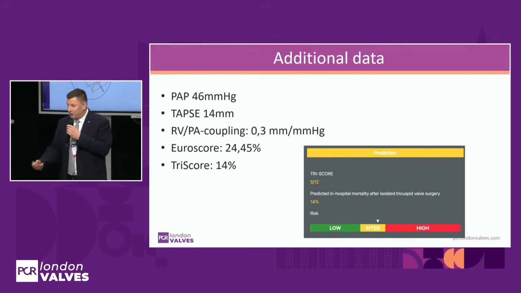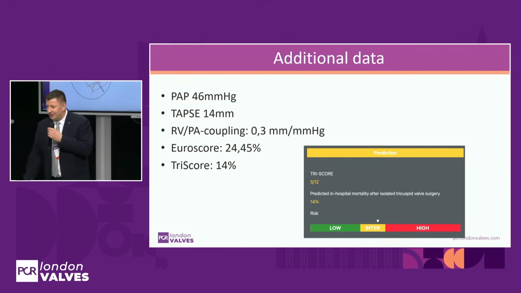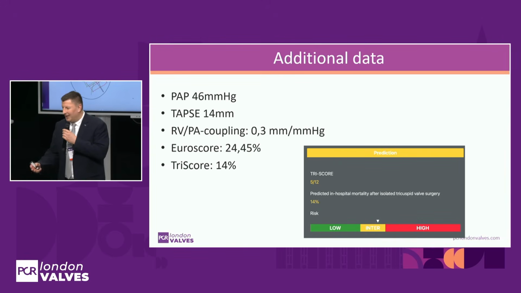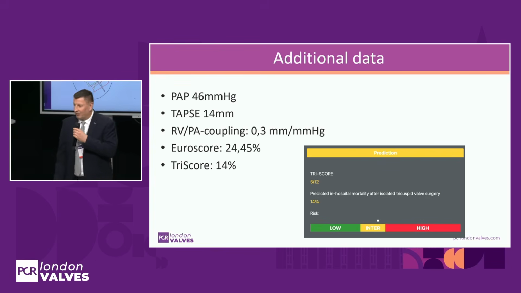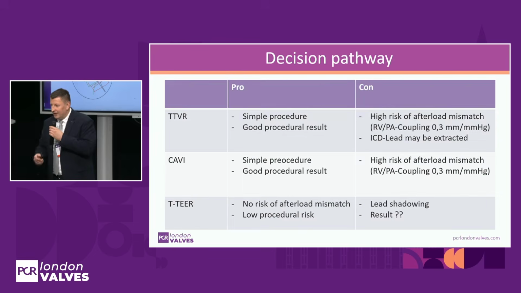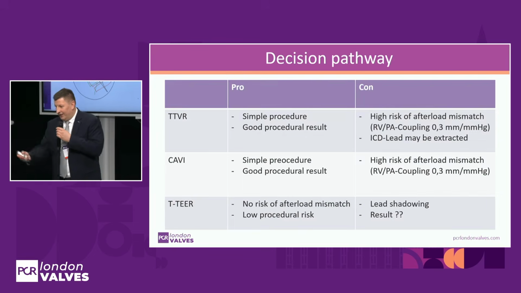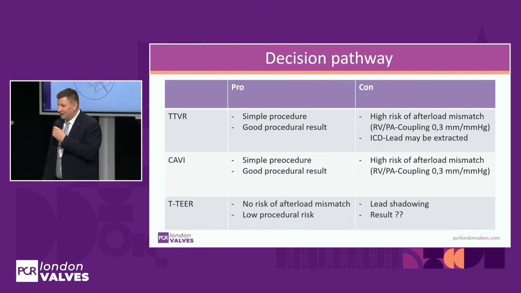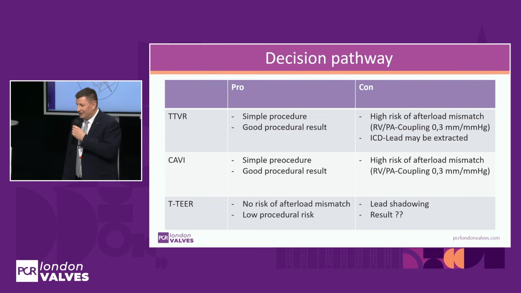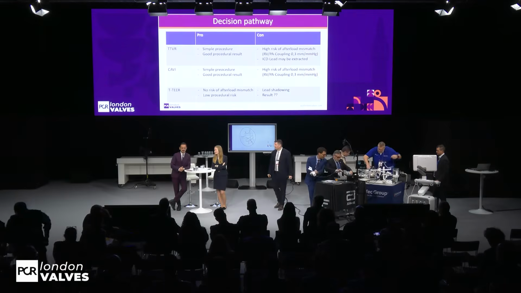The PA pressure is a little bit high, TAPSE is a little bit reduced, our VPA coupling is 0.3, so this is not a good patient for a valve replacement. Euroscore is absolutely high, also the tri-score is absolutely high. And this is our decision pathway. I think there is something to discuss about what we can do with these patients. Maybe we can ask Vlasis, how would you approach this patient?